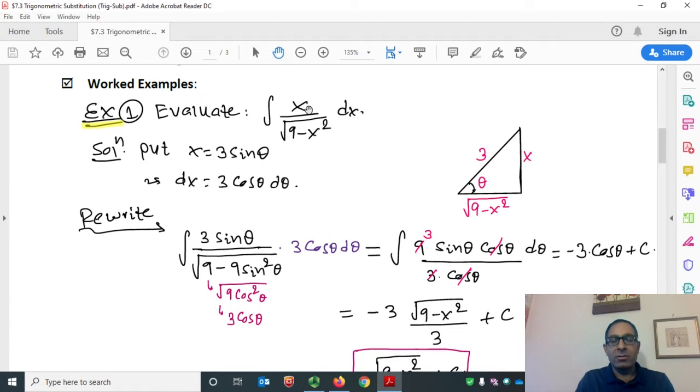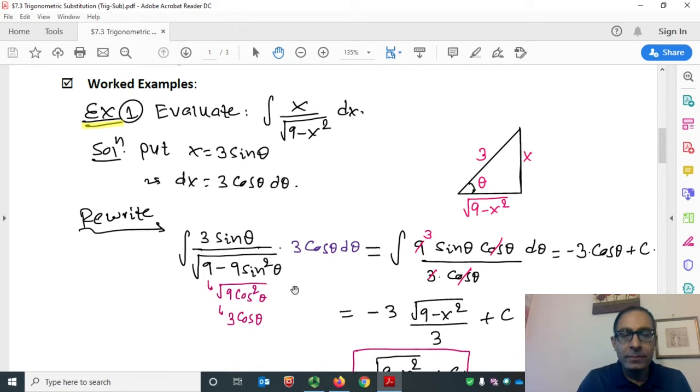Then let's rewrite our given integral in terms of the new variable theta. So x equals 3 sine theta, and my denominator has the radical as it is: 9 minus x square, where x square is 9 sine square theta, so 9 minus 9 sine square theta, and dx is 3 cosine theta d theta. I hope it makes sense to you, the theta integral.